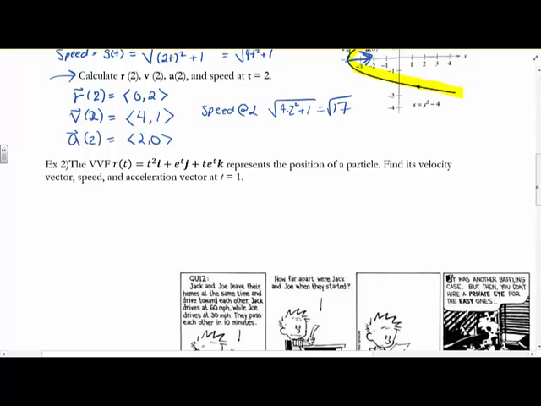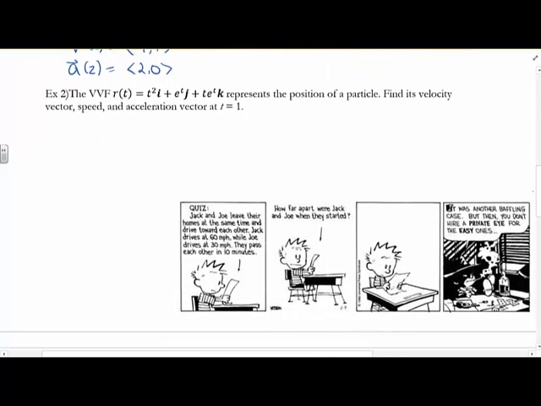So if I come down here, find the vector valued function that represents the position of a particle, get the velocity vector, speed, and acceleration vector at 1, we're just going to do the same thing. So if you want, just do this off to the side on your own. You don't really need me. I'm going to do it over here quietly.